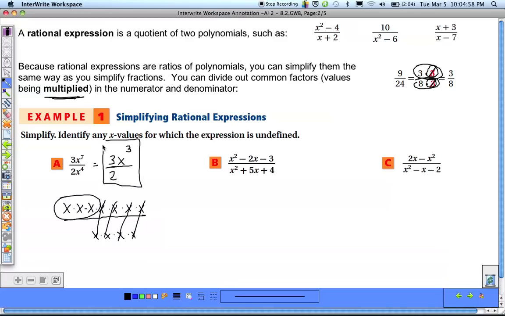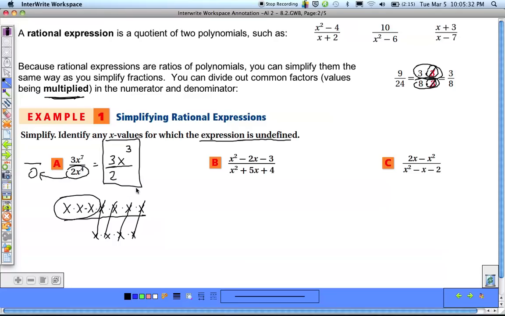The second part to this question, though, is saying identify any x values for which the expression is undefined. What that means is really we're dealing with a fraction. Are there any numbers that we can put in for x that would make this fraction undefined, as in basically make this a fraction that we can't actually find a value to? And the only thing that we're not allowed to see in a fraction, any kind of fraction, is a 0 in the denominator. So really what this question is asking us for is, is there any number that we can put in here for the x to be able to create a 0 in the denominator?